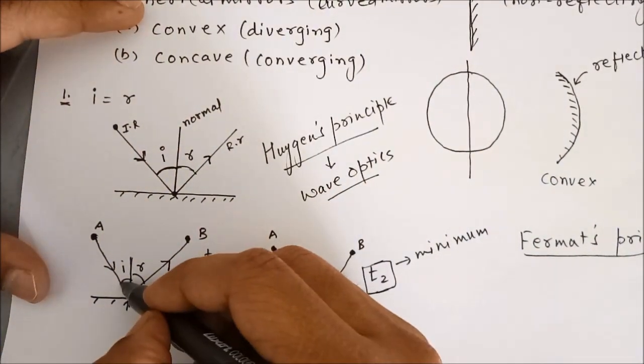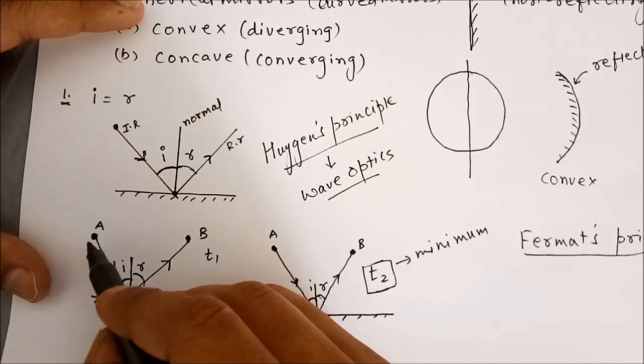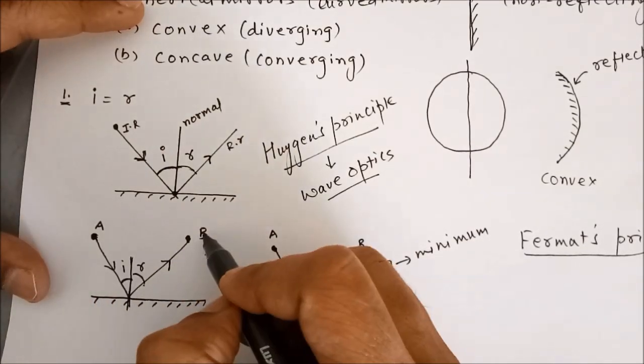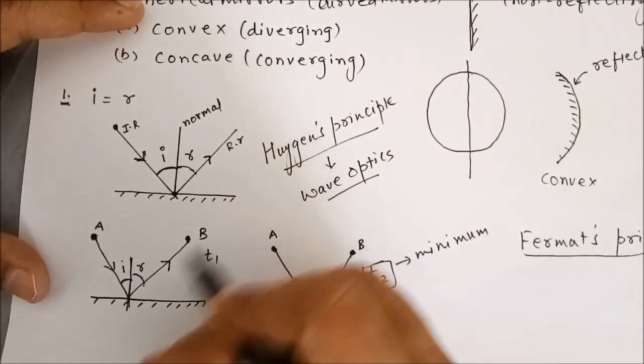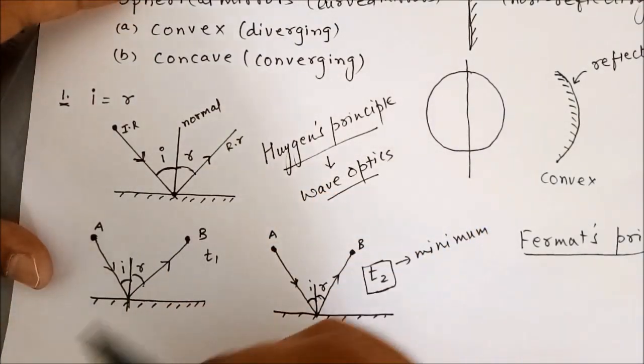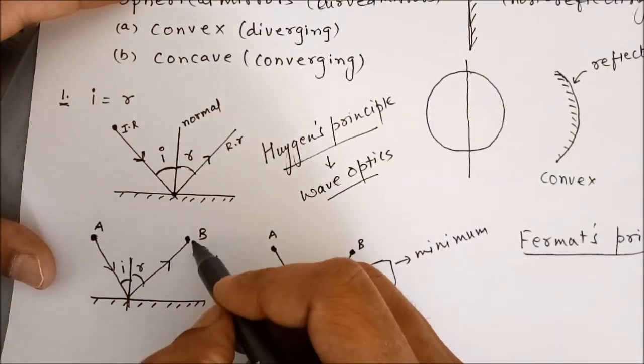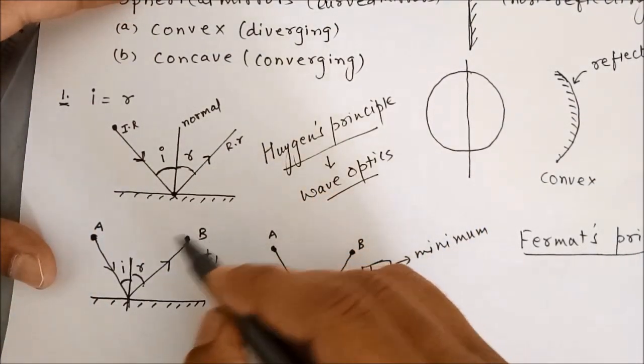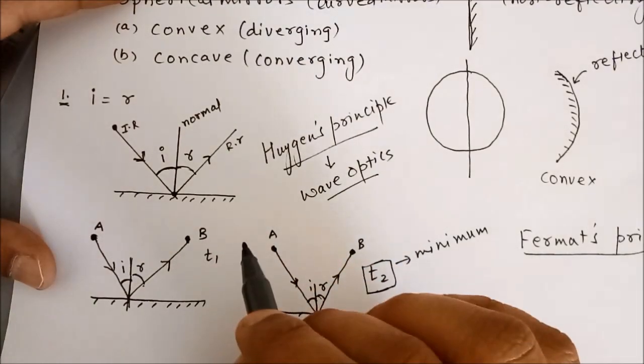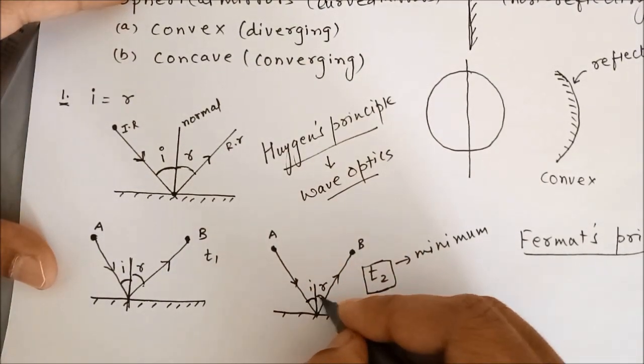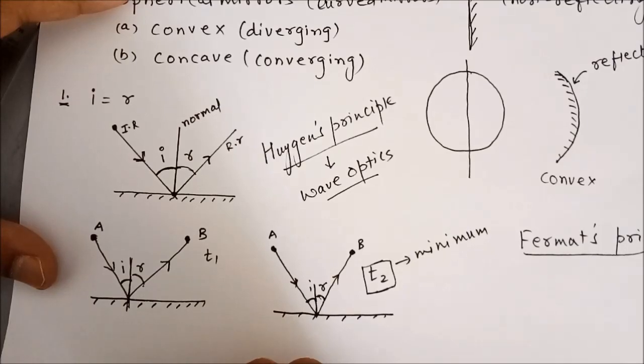Had it been the case, if I and R are not equal, then the time taken by the light to reach from A to B is not the minimum. Light travels from A point to B point in such a way that it takes minimum time, and minimum time is only possible if angle I and R are equal.